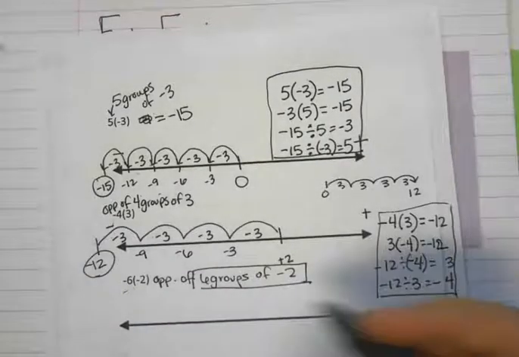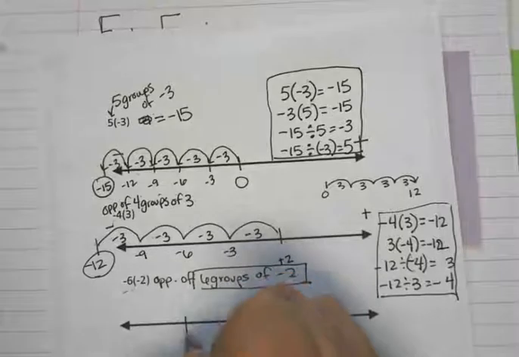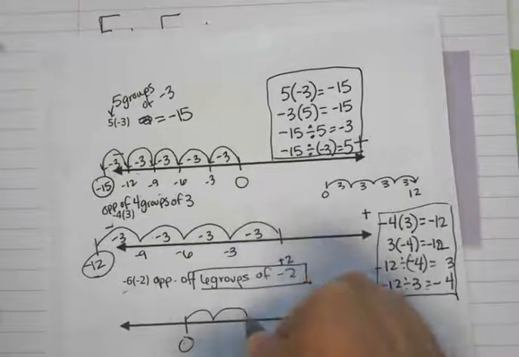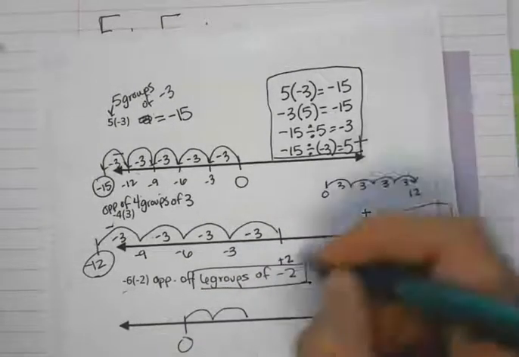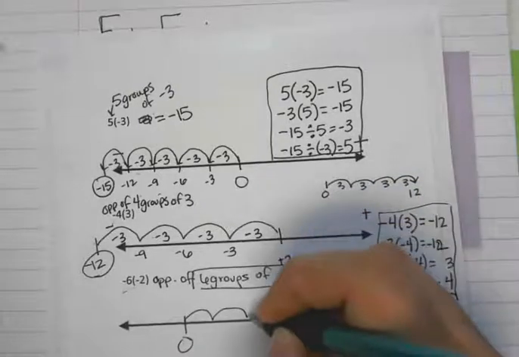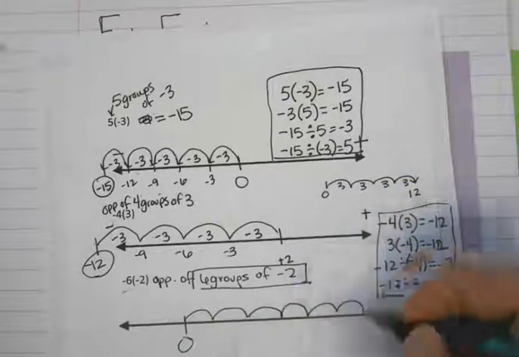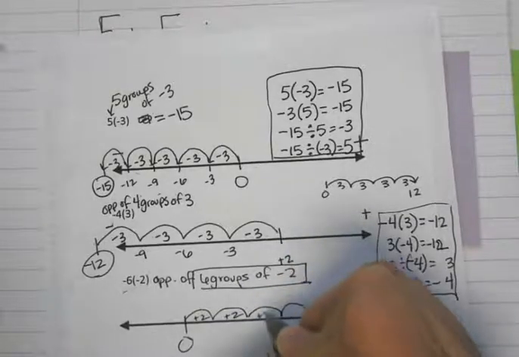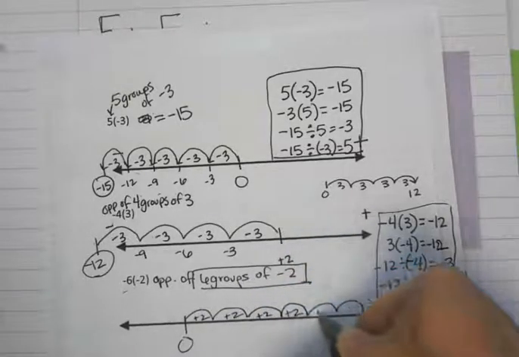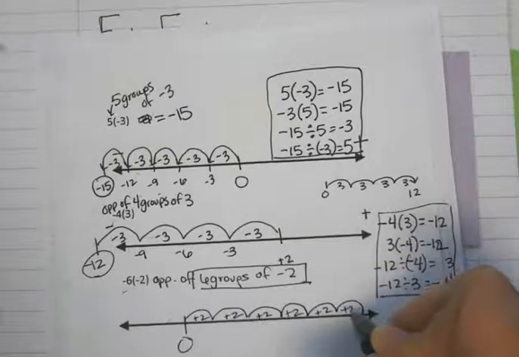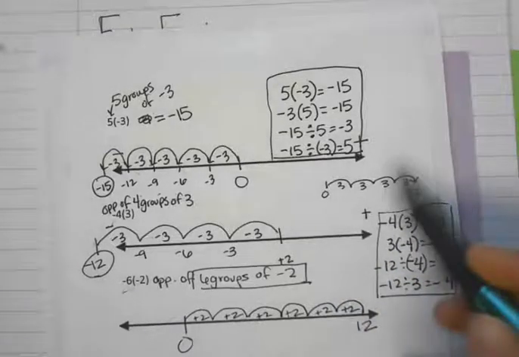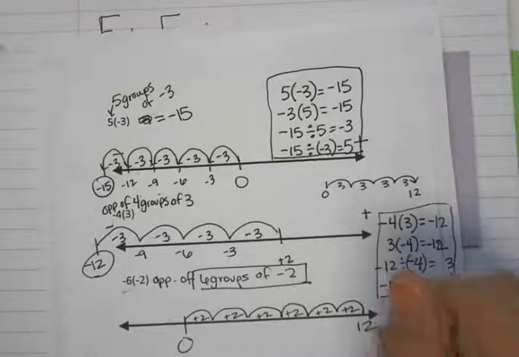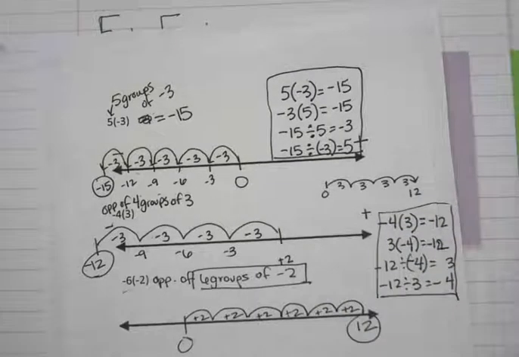So 6 groups of negative 2. So here's 0, 1, 2, oh, yeah, we're going positive 2. 6 groups of positive 2. 1, 2, 3, 4, 5, 6. And that's positive 2, 4, 6, 8, 10, 12. So negative 6 times negative 2 is positive 12.